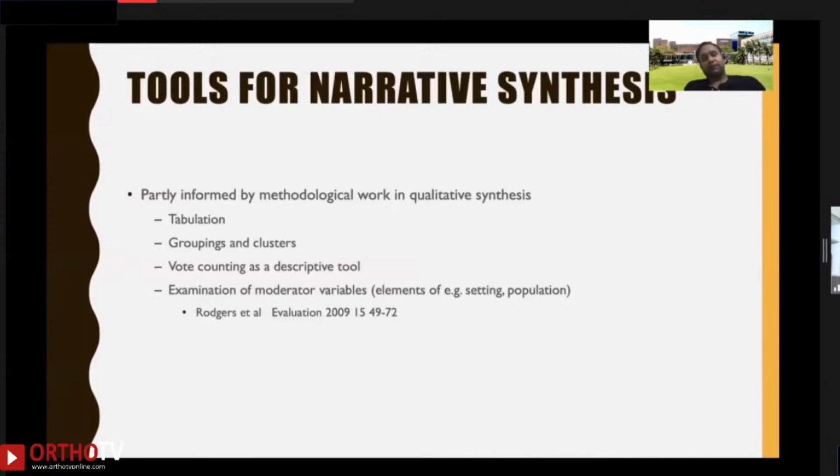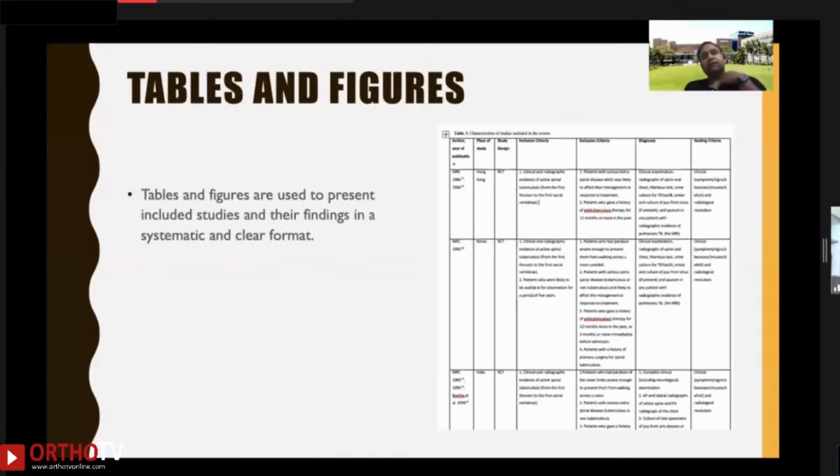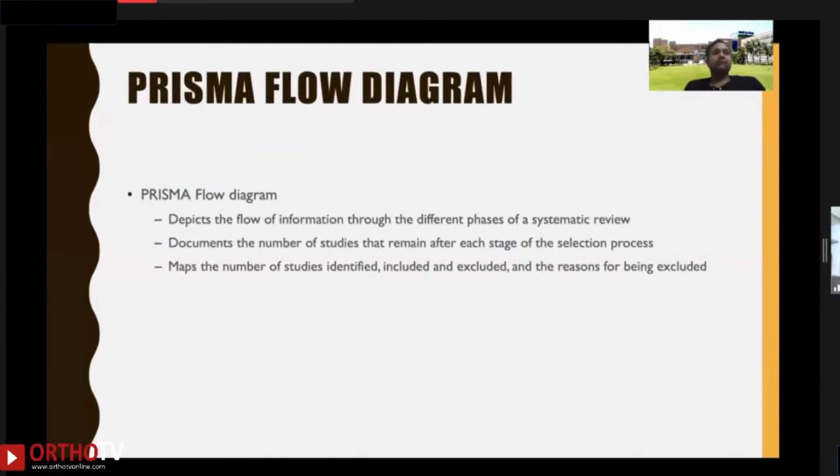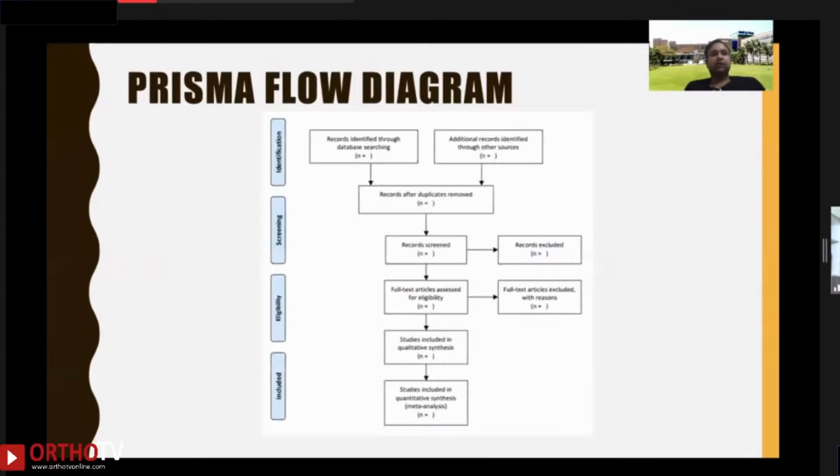You can present them in table format. You can group and cluster them. You can use the various moderator variables. These are the tables where you can describe your inclusion and exclusion criteria. There is a PRISMA flow diagram which is very, very important. PRISMA stands for Preferred Reporting Items for Systematic Reviews and Meta-Analyses. This is the full form of PRISMA.